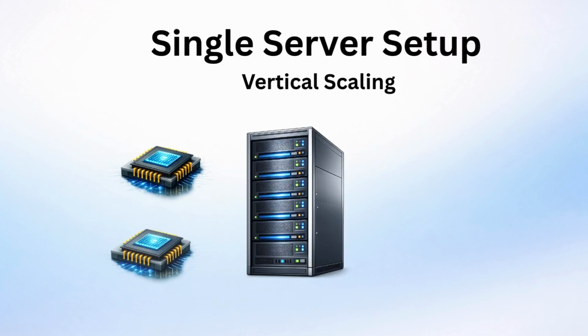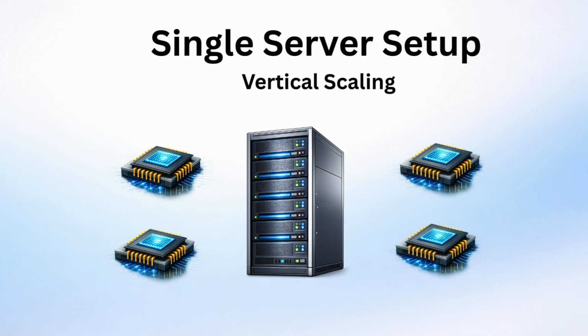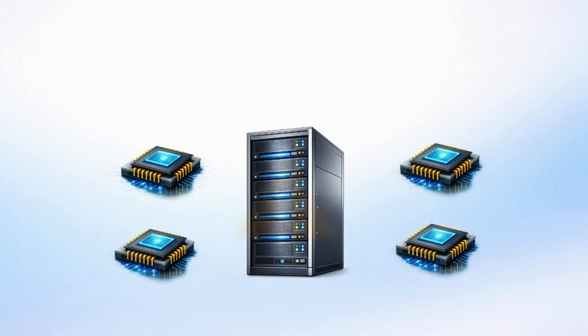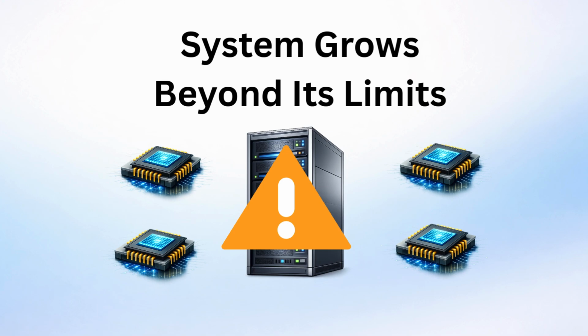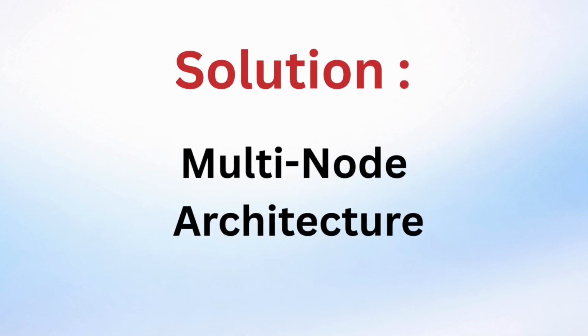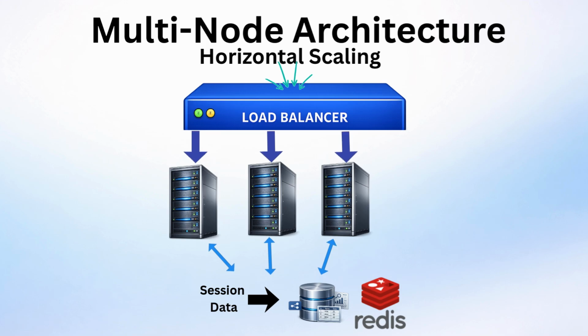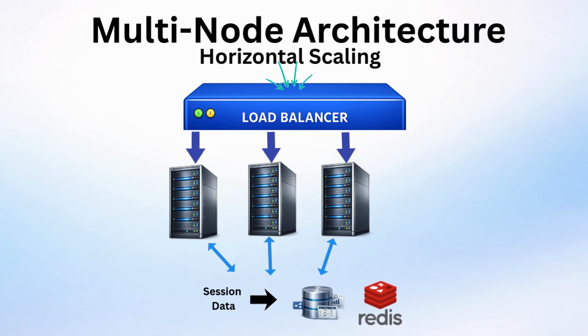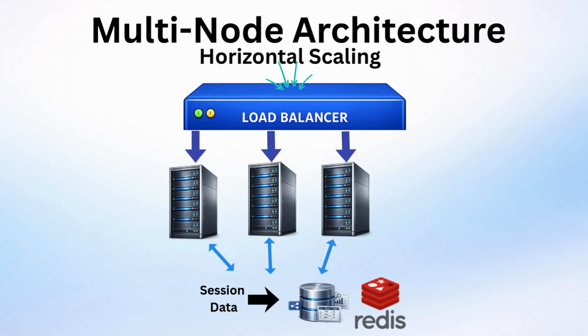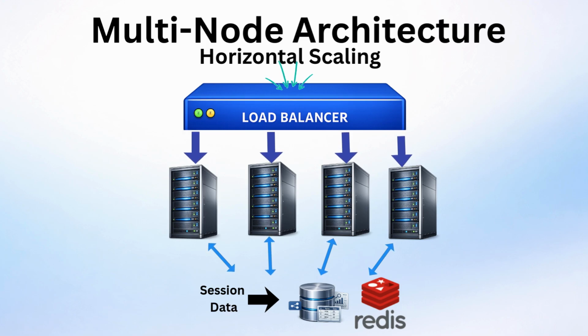So let's summarize. Scaling inside a single machine uses multiple processes across CPU cores. But eventually, systems must grow beyond the limits of one server. Multi-node architecture distributes traffic across multiple machines using a load balancer. Session state moves into shared infrastructure. Services become stateless and interchangeable. And the system scales simply by adding more nodes. When one server isn't enough, horizontal scaling becomes the foundation of modern backend systems.